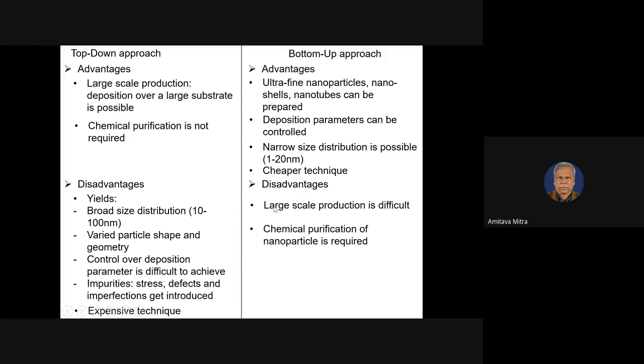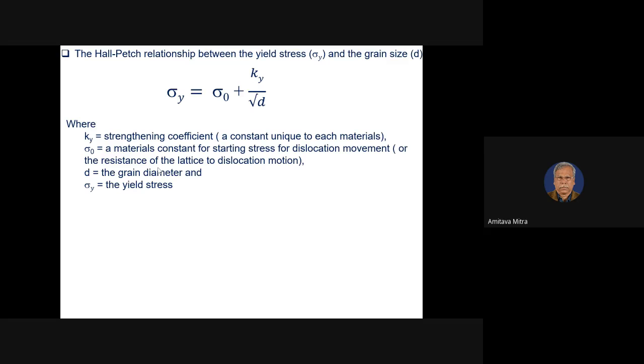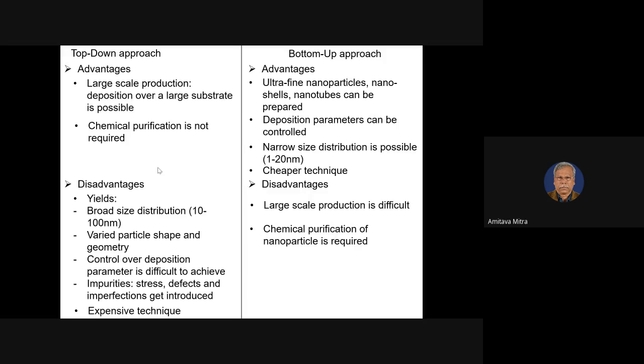What is the disadvantage of the bottom-up approach? Large-scale production is difficult, and chemical purification of nanoparticles is required. These two are the major disadvantages. Large scale production is not as easy as in the top-down approach, and chemical purification is required, but in the top-down case there is no need for chemical purification. So these are the advantages and the disadvantages of nanomaterials prepared by the top-down approach and the bottom-up approach.